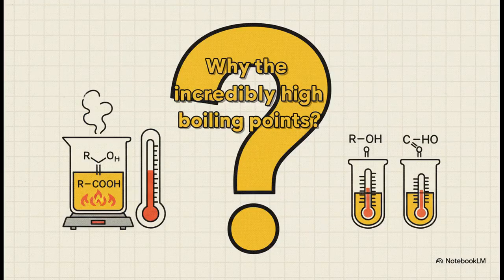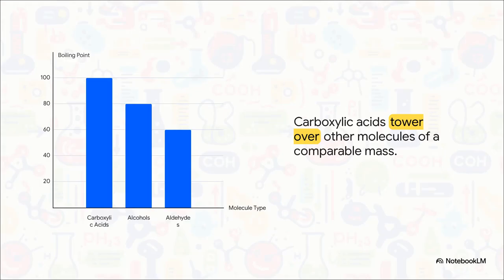So here's a little puzzle for you. For their size, carboxylic acids have shockingly high boiling points. I mean, way higher than other molecules that look kind of similar, like alcohols or aldehydes. So why? What's their secret? And this chart just nails the point home. If you take molecules that all have about the same mass, the carboxylic acids, that first bar there, just tower over everything else. There's clearly something extra going on here, some kind of super strong force between the molecules that takes a whole lot more energy to break apart.